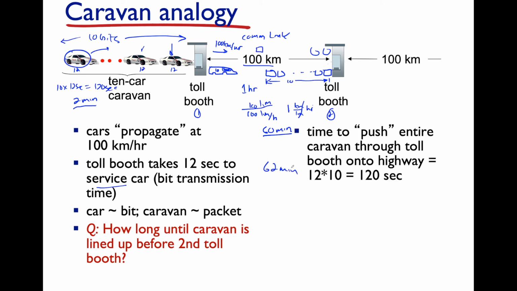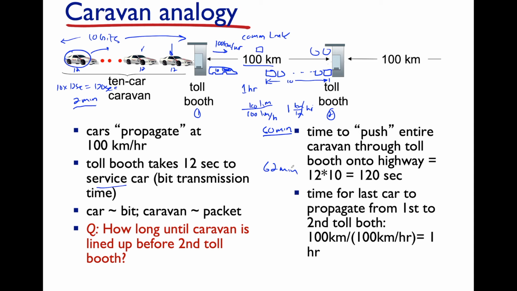Okay, so let's take a look at it. The time it takes to push the entire caravan, all 10 cars, through the toll booth onto the highway is 120 seconds. This is 2 minutes. And then the time for that last car to propagate is going to be 1 hour or 60 minutes. You add 60 minutes to 2 minutes, the answer is 62 minutes. And so here, you're making an accounting for the amount of time it takes to process each car, and then you're looking at that configuration where all 10 cars are lined up, and then you add to that the amount of time it takes for the 10th car to make its way to propagate across the roadway.